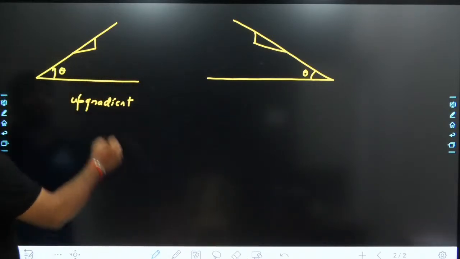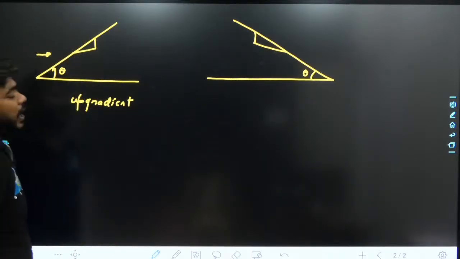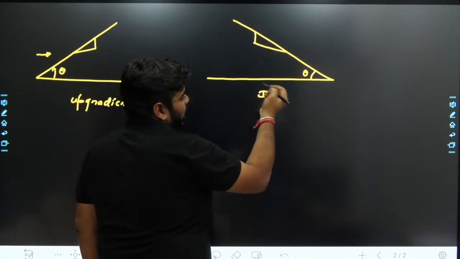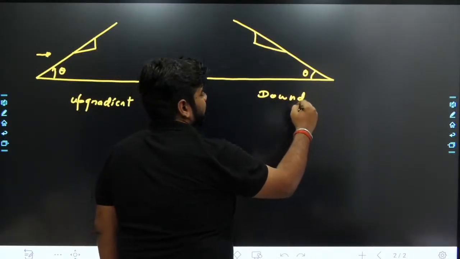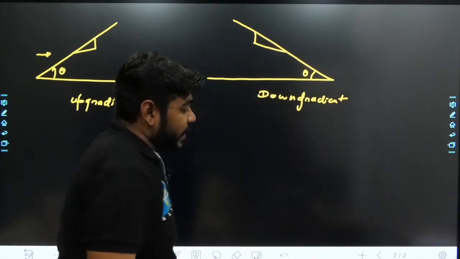As you go further ahead, you will find an increasing angle. This is what up gradient is. And if you go ahead and you find there is a decrease in value, you can say this is down gradient. Fine. So this is the basic that we have seen, what is up gradient and what is down gradient.